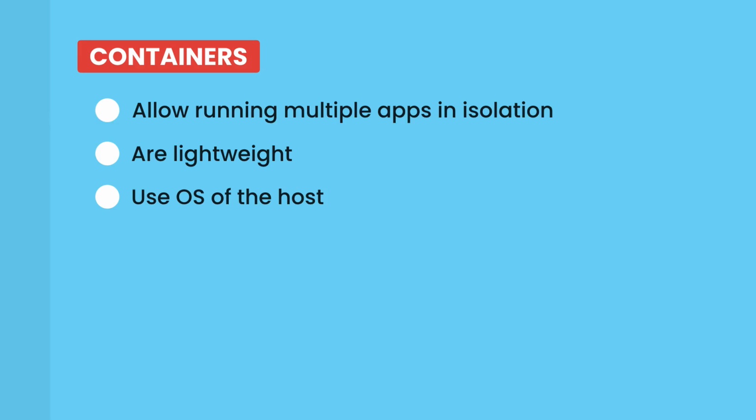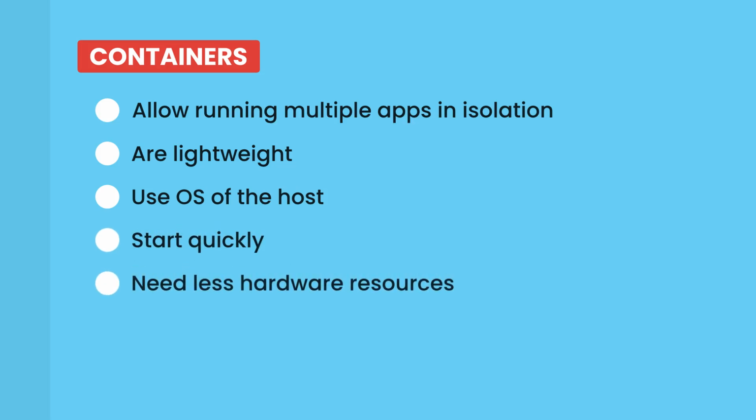Also, because the operating system has already started on the host, a container can start up pretty quickly, usually in a second, sometimes less. And also, these containers don't need a slice of the hardware resources on the host. So we don't need to give them a specific number of CPU cores or a slice of memory or disk space. So on a single host, we can run tens or even hundreds of containers side by side. So these are the differences between containers and virtual machines.